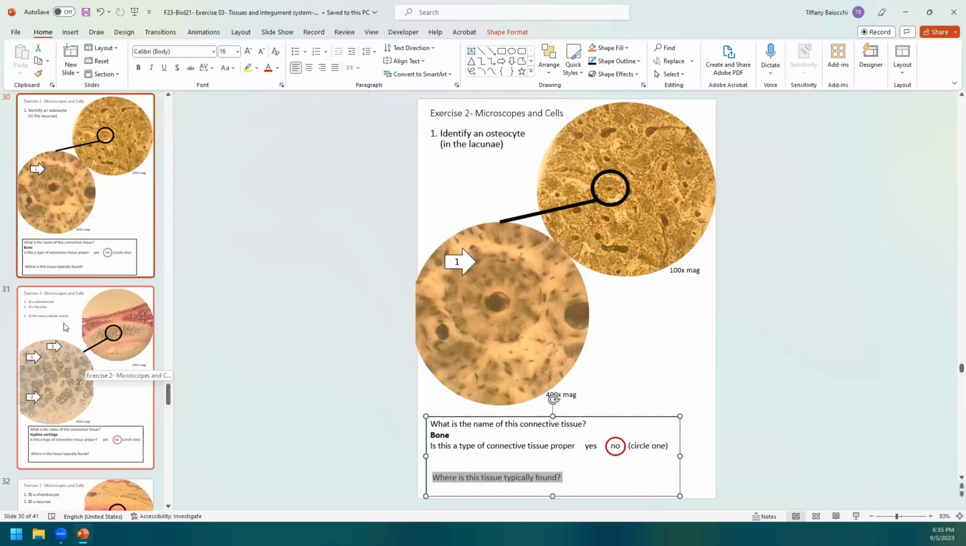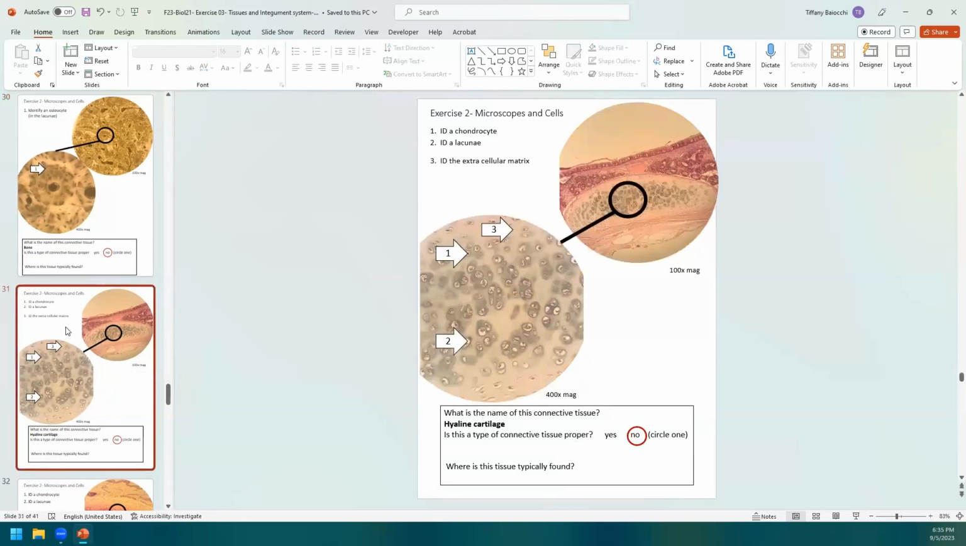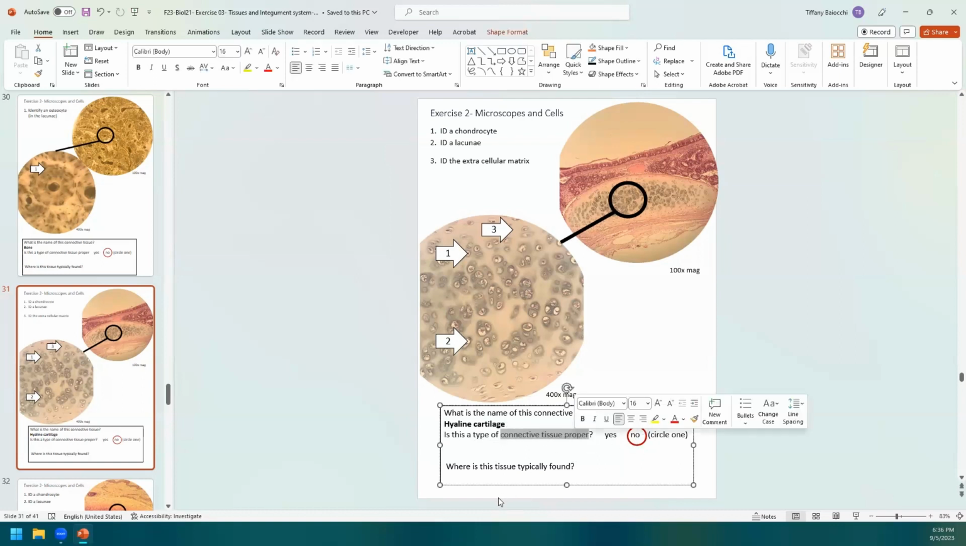Let's move on to our cartilage. I've asked you in this one, by the way, this one with its really smooth background is hyaline cartilage. Although it is a type of connective tissue, it is not connective tissue proper, so no on the connective tissue proper. Again, connective tissue proper is areolar tissue, adipose, reticular tissue, elastic, dense irregular tissue, and dense regular tissue. There's only 6 types of connective tissue proper. So this is not a type of connective tissue proper.